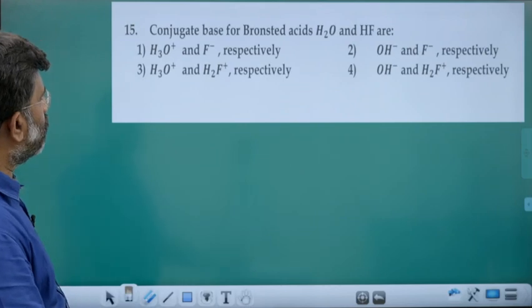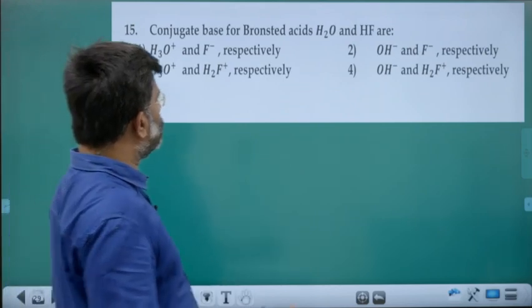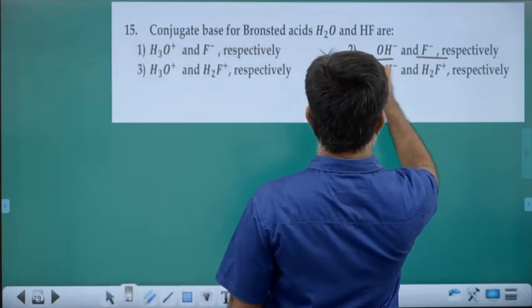Conjugate base for Brønsted acids H2O and HF. The H2O conjugate base is OH minus and the HF conjugate base is F minus. Second choice.